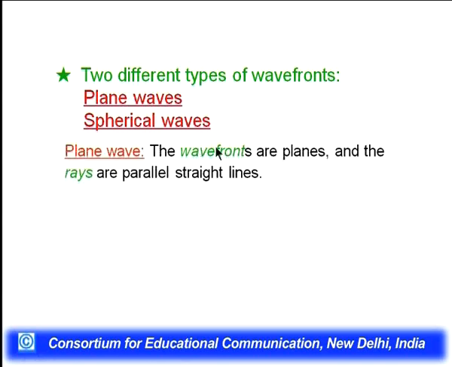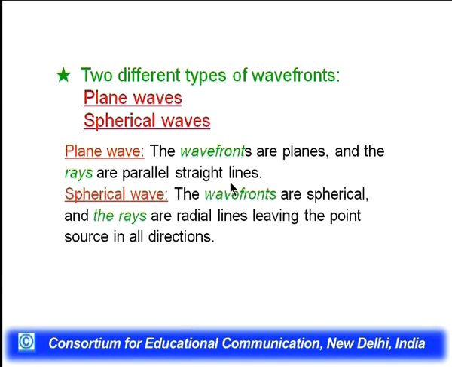In plane waves, the wave fronts are in the form of planes and the rays are parallel straight lines. And in spherical waves, the wave fronts are spherical and the rays are radial lines leaving the point source in all directions. This shows the parallel straight lines and these are the radial lines leaving the point source in all directions. So we define two types of wave fronts: plane waves and spherical waves.